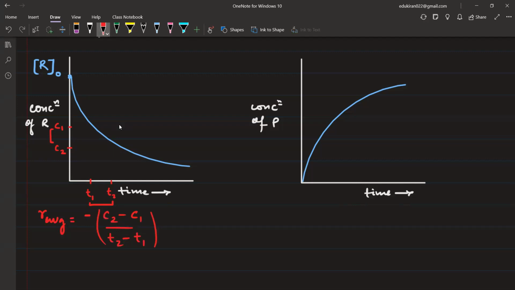Similar thing we can do in the case of product also. I will take T1. In this case, the concentration is somewhere here. So this will be C1. And then in the case of T2, the concentration is somewhere here, right? This will be C2. So the average rate will be equal to C2 minus C1 divided by T2 minus T1. Okay. And there is no negative sign because C2 is greater, and that also shows that we are writing this for the products. Clear? Yes or no? Please tell me. Yes, sir. Clear.